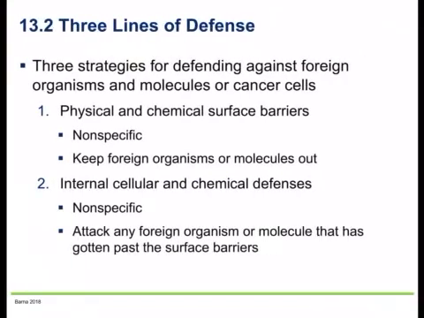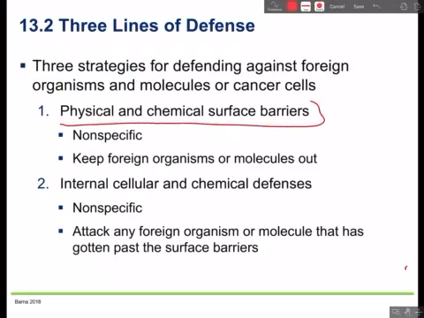So there are 3 lines of defense, and the first line of defense is your physical and chemical surface barriers. This is like the skin, and the chemicals that come from the skin, like oil and sweat. It is non-specific, meaning anybody that looks bad, it fights against. It's kind of like the fence around your house, and it tries to keep foreign organisms out of your internal body. This would be your mucous membranes from mouth to anus, your respiratory linings, and then on the outside, your skin.